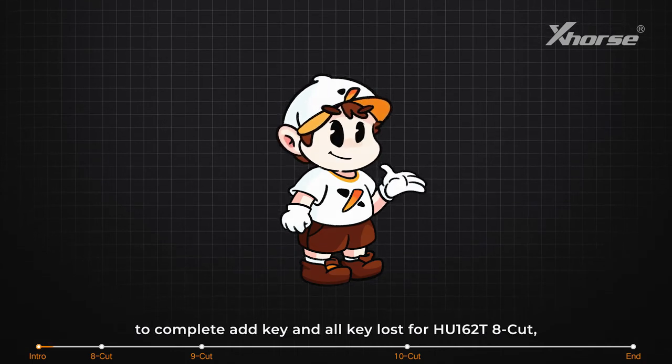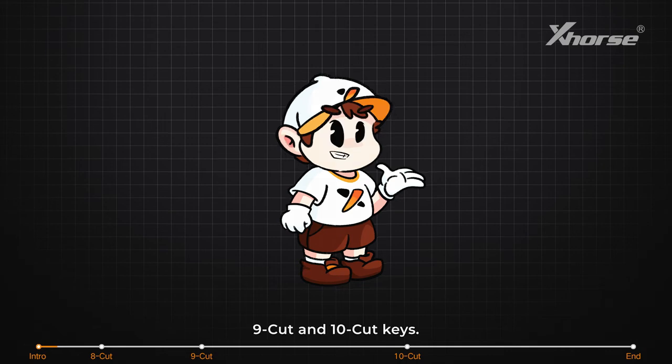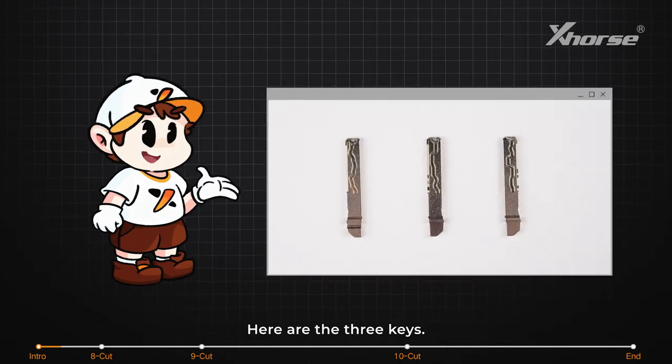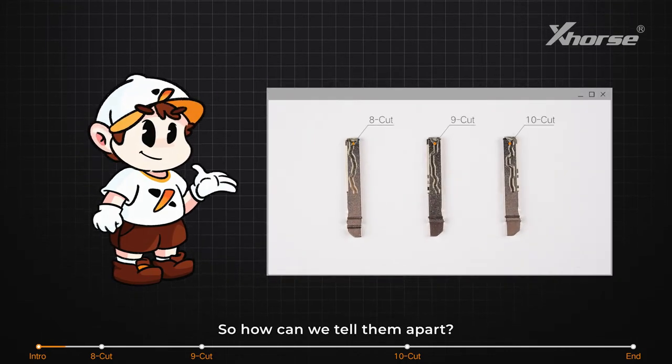Today we will show you the procedure before using Xhorse key cutting machine to complete Edge key and Alt key loss for HU162T 8 cut, 9 cut and 10 cut keys. Here are the 3 keys. So how can we tell them apart?